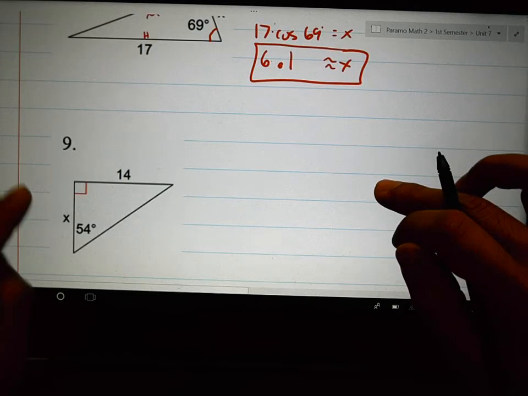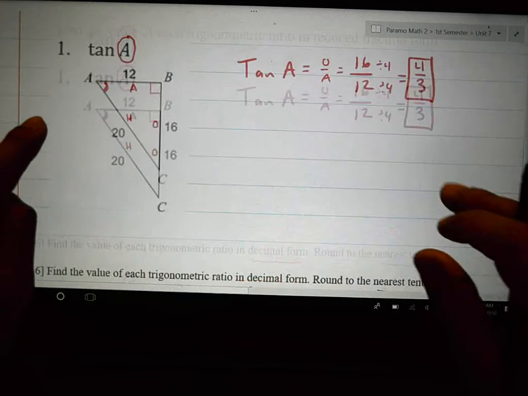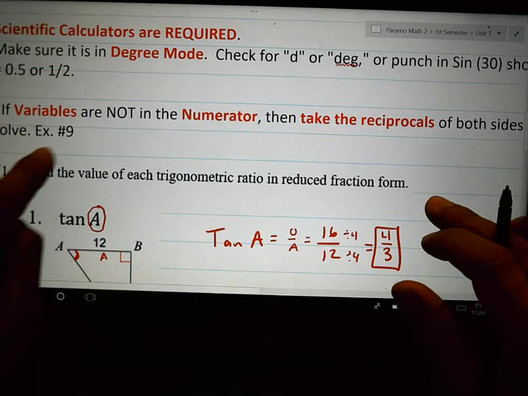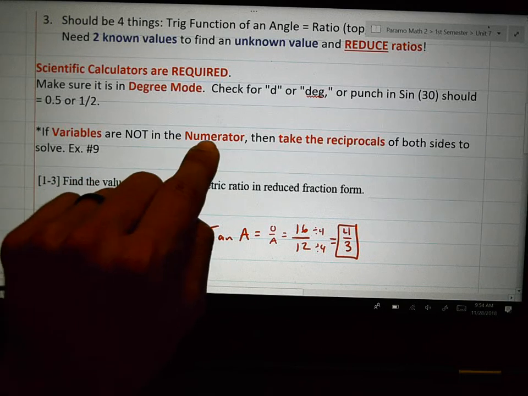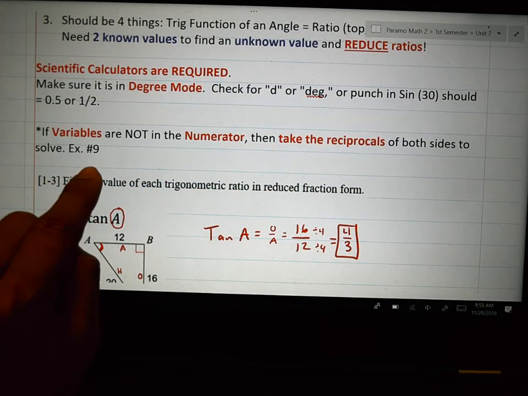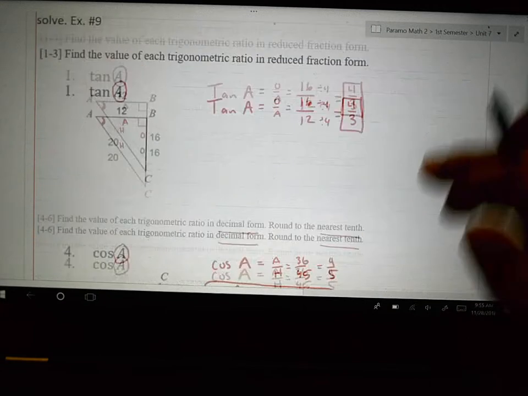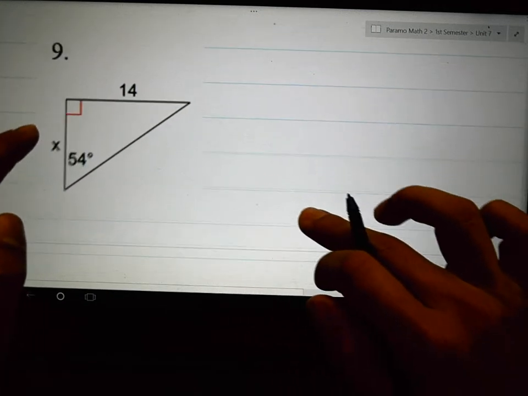And this is where the star is on your notes. In your notes, I have a little star. It says this. If variables are not in the numerator, then take the reciprocals of both sides to solve. Example number 9. That's the only way it gets harder, and I'll show you number 9 right here. This will be our last example.